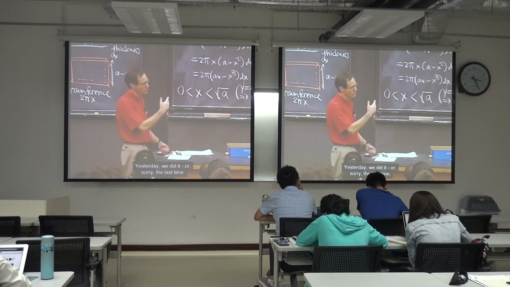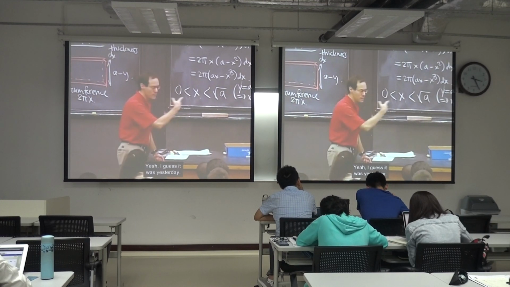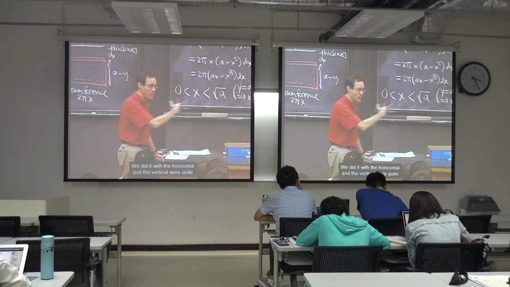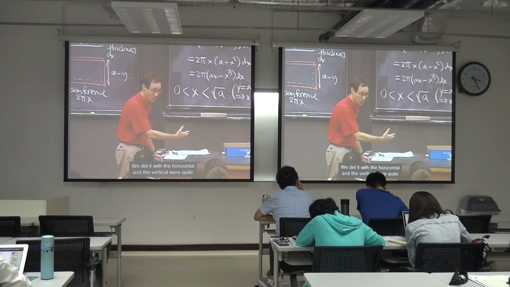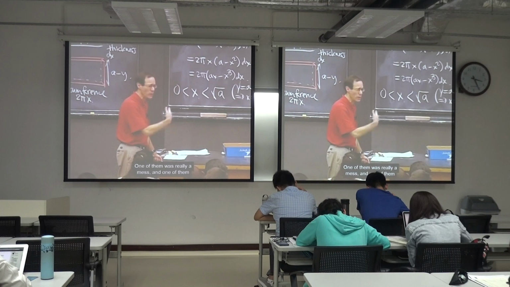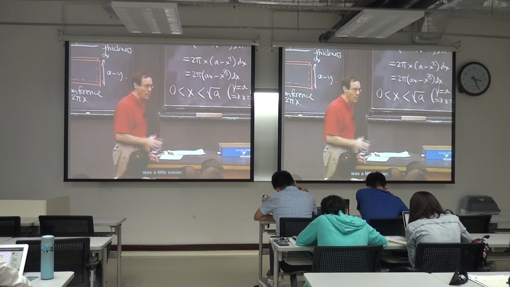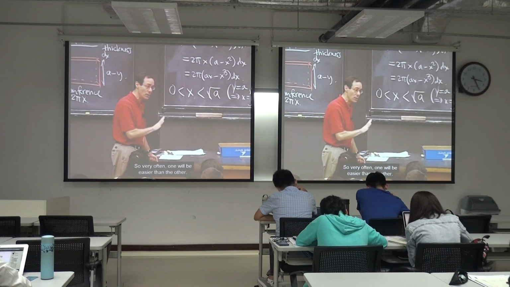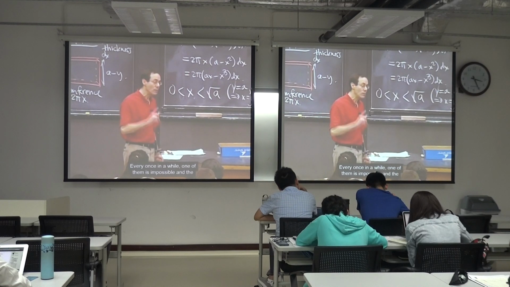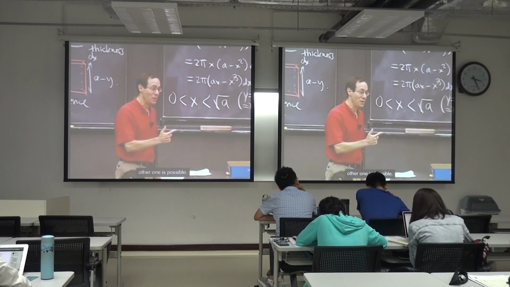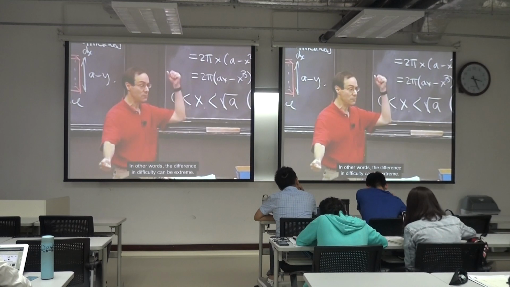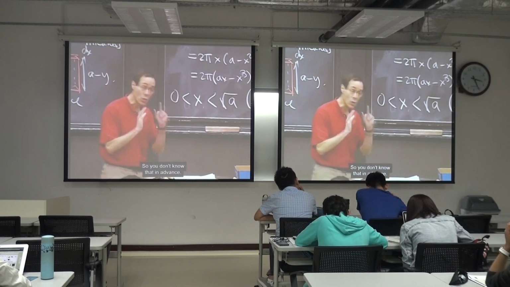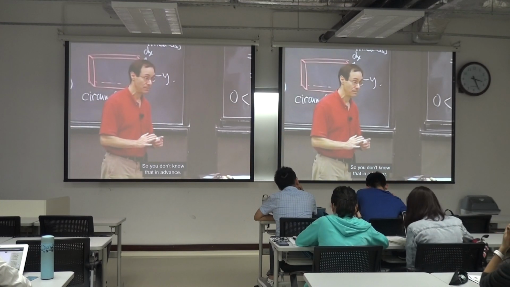Last time, I guess it was yesterday, we did it, and the horizontal and the vertical were quite different in character. One of them was really a mess, and one of them was a little easier. So very often one will be easier than the other. Every once in a while, one of them is impossible, and the other one is possible. In other words, the difference in difficulty can be extreme. So you don't know that in advance.